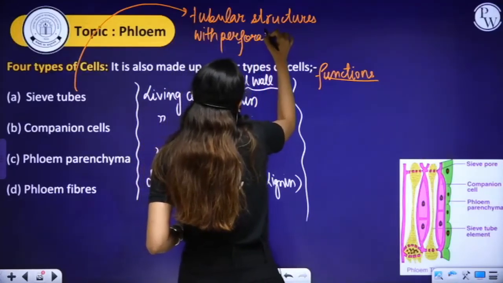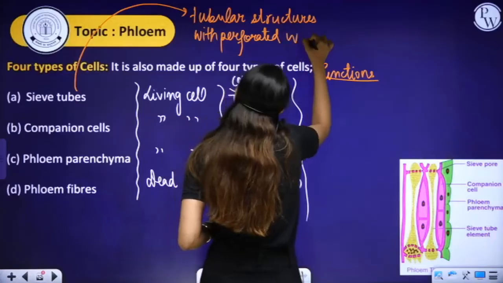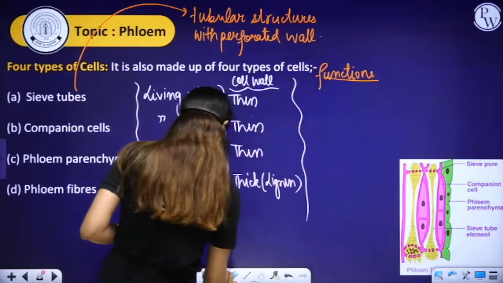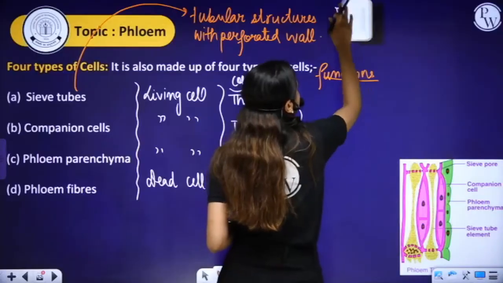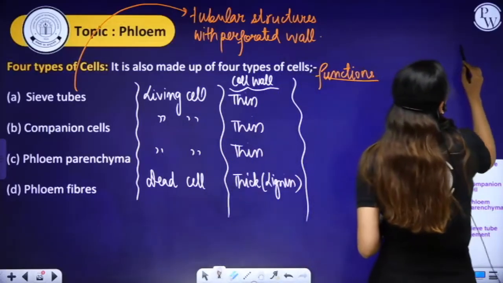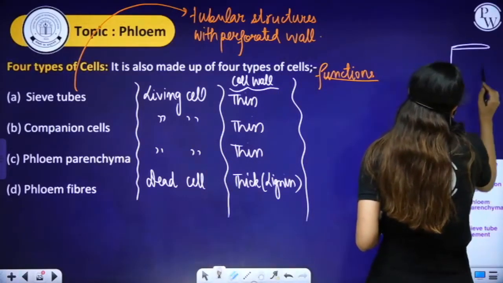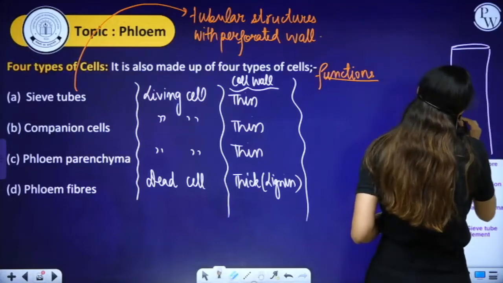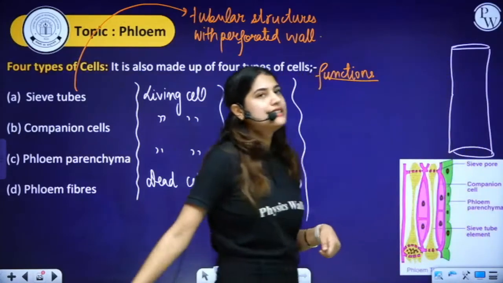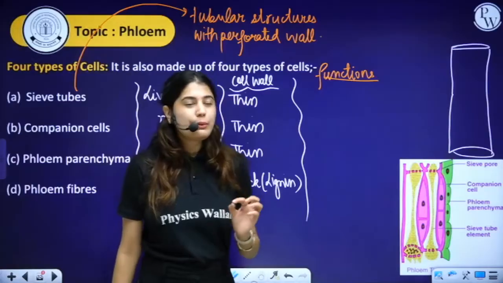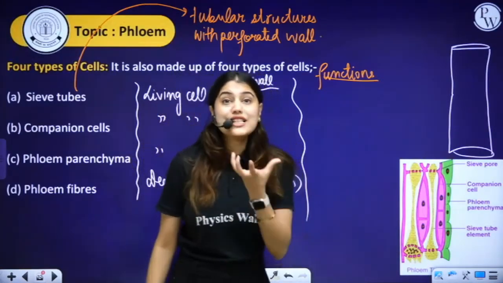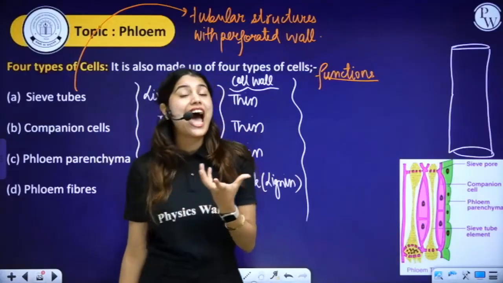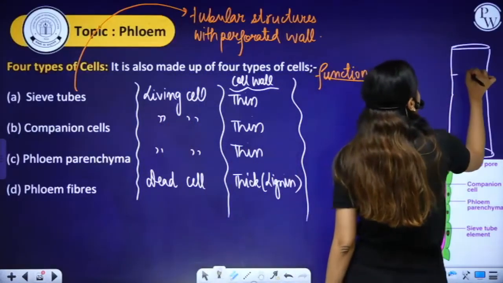Let's have a look at it. So if I say this is my sieve tube, maybe we can draw it here. Let's say this is my sieve tube, right? If I talk about the sieve tube, it is a somewhat tubular structure and it has walls which are perforated, meaning they have pores. So we can say pores in the walls.